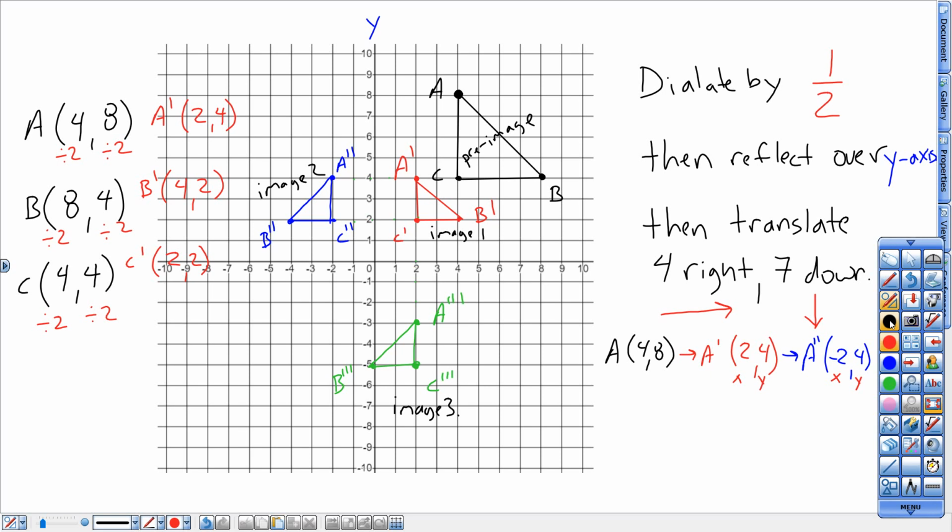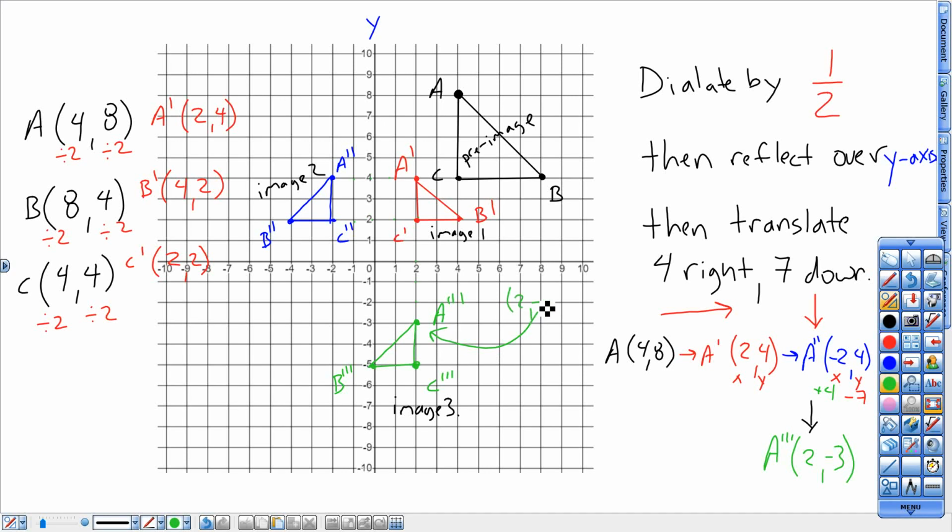And then the last one was me doing a translation to get to A triple prime. Let's do that in green. And I got that one by taking -2 and adding 4, and taking 4 and taking away 7 to get my new coordinate. -2 plus 4 gives me 2. And then 4 minus 7 gives me -3. So that is that point right there, (2, -3).